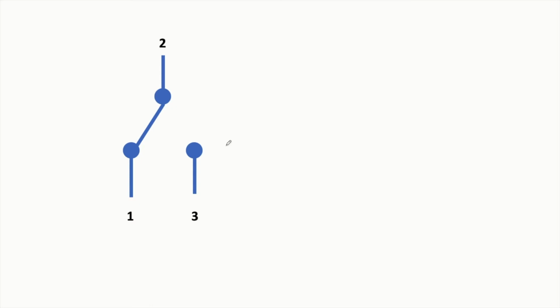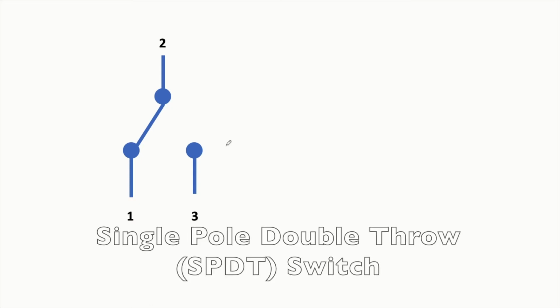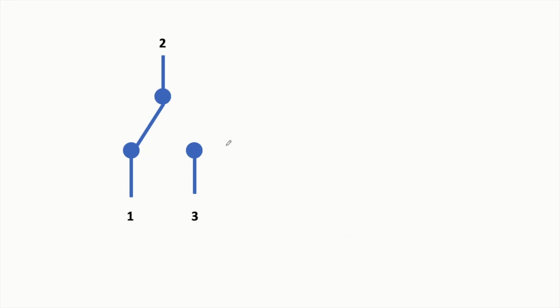This is an example of a schematic symbol for a single pole double throw, or SPDT, switch. It has 3 pins: pin 1, pin 2, and pin 3. Right now, pin 2 is connected to pin 1. But if you click or toggle the switch, pin 2 is now connected to pin 3. And if you toggle the switch again, pin 2 is connected again with pin 1.